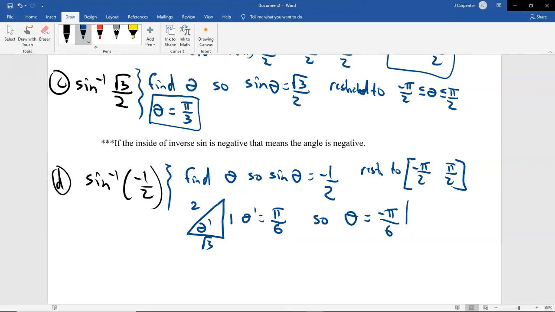So I verbalized all the different details there, but also, if this was a negative, this is a negative. It's easy as it gets with sine and its inverse. All right, so we're going to stop there.